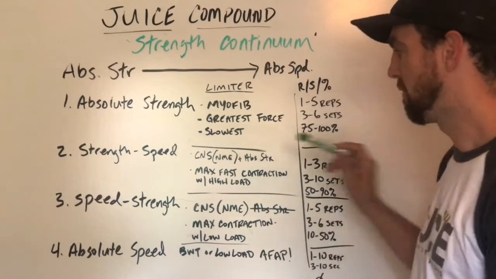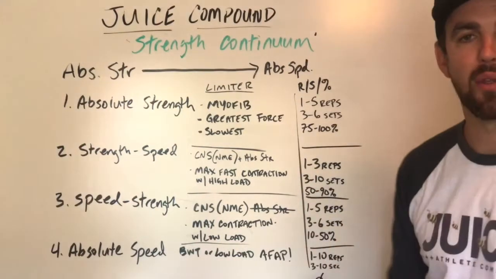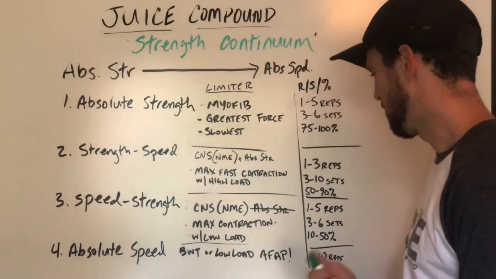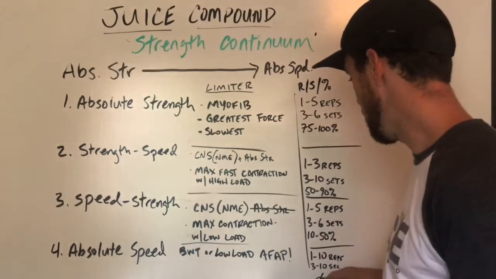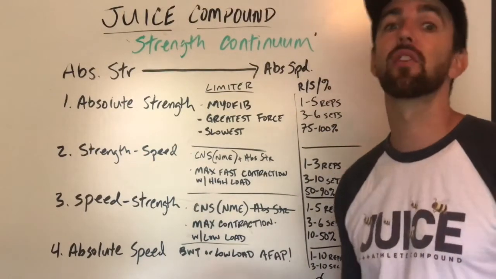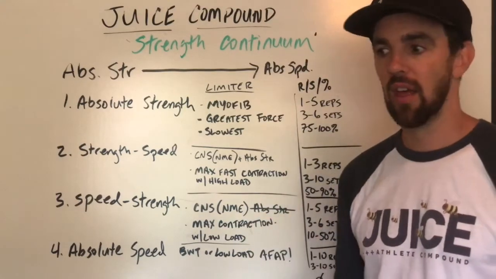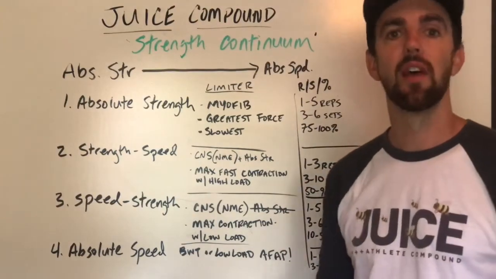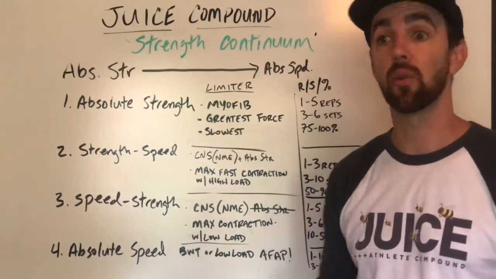And then finally we go to absolute speed. This is body weight or low load as fast as possible. 1 to 10 reps, 3 to 10 seconds at a time, a few sets, and then really the loading is none there. So we want it fast, recover hard, go fast. This would be things like short sprints, really big bounding jumps, things of that nature where you're trying to move as far as you can, as fast as you can, as quickly as you can.